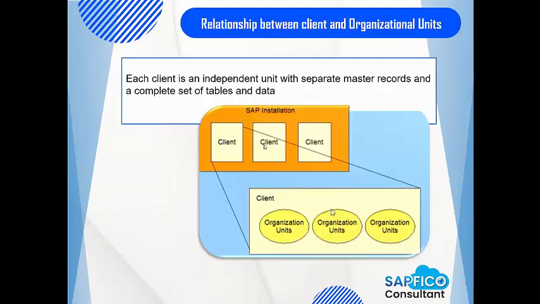So relationship between the client and organization unit. Each client is an independent unit. Okay, now if you see here, there are various clients, 1, 2, 3. Each client is an independent unit with separate master records and a complete set of tables and data. As you see here, this is the client and it has its own organizational unit, which pertains only to a single client. Whereas a different client can have a different organizational unit, different data and all that.